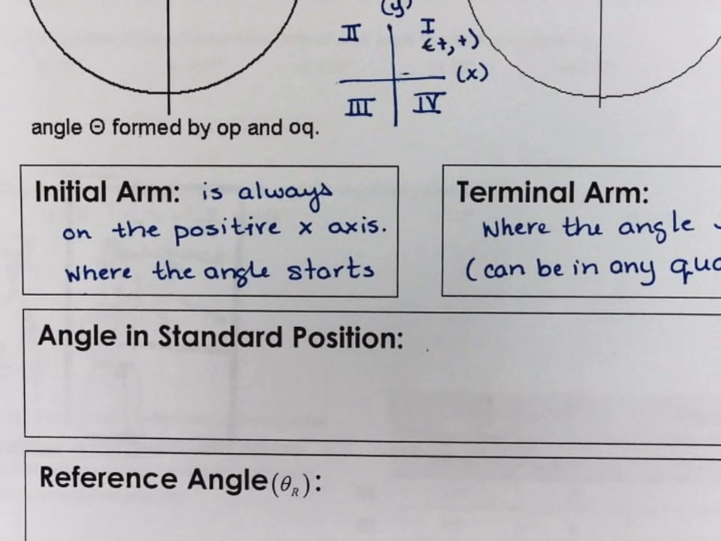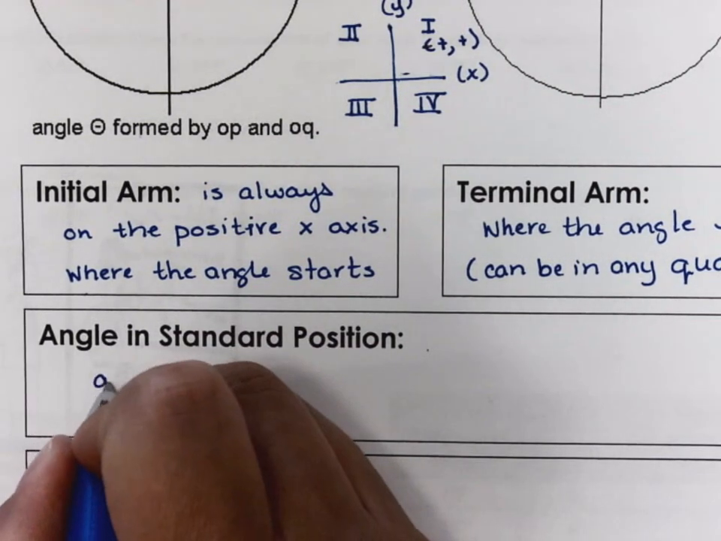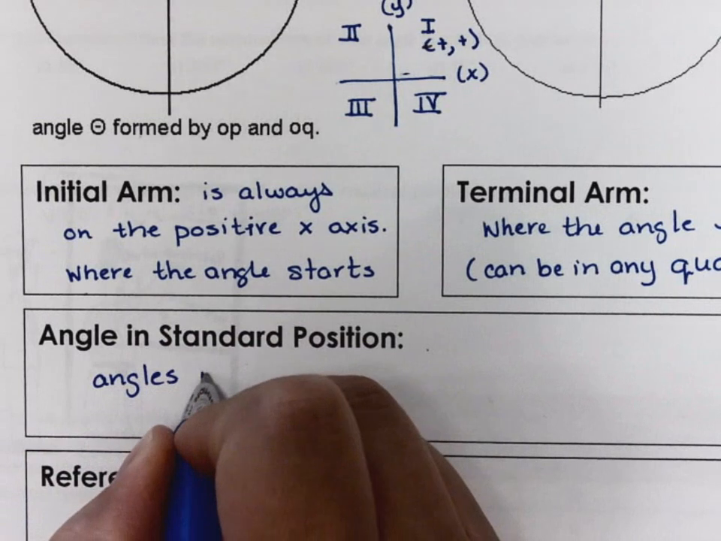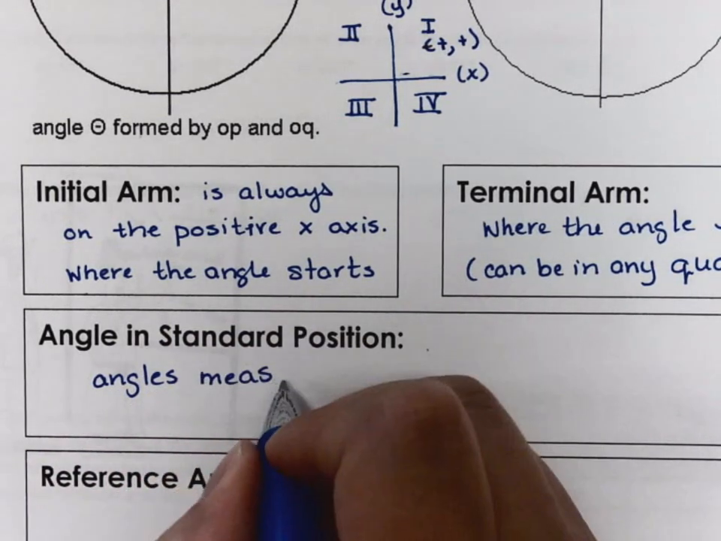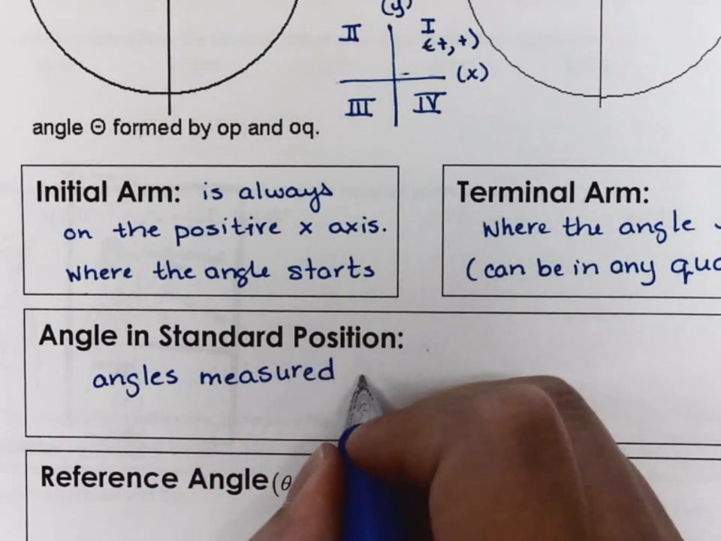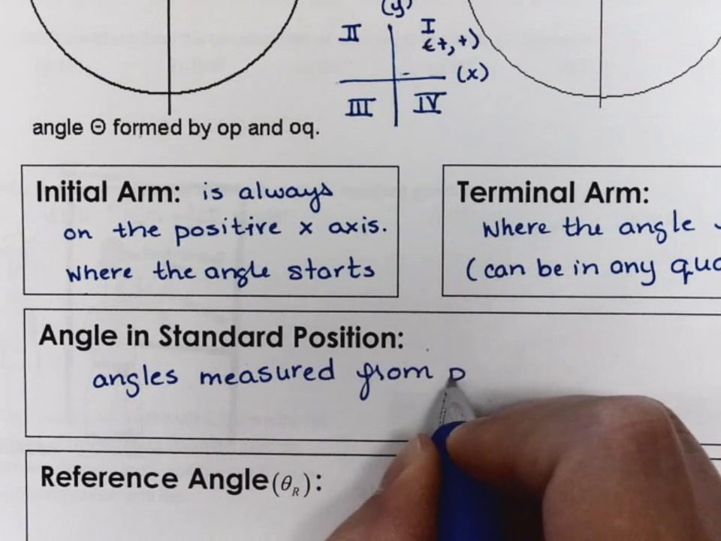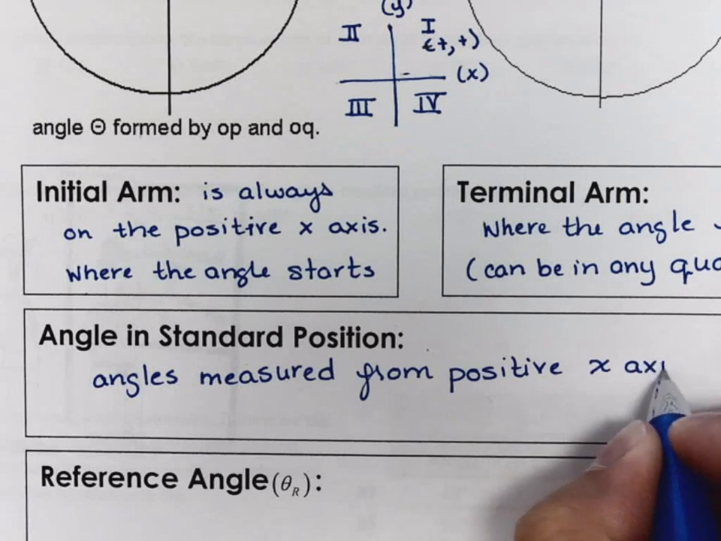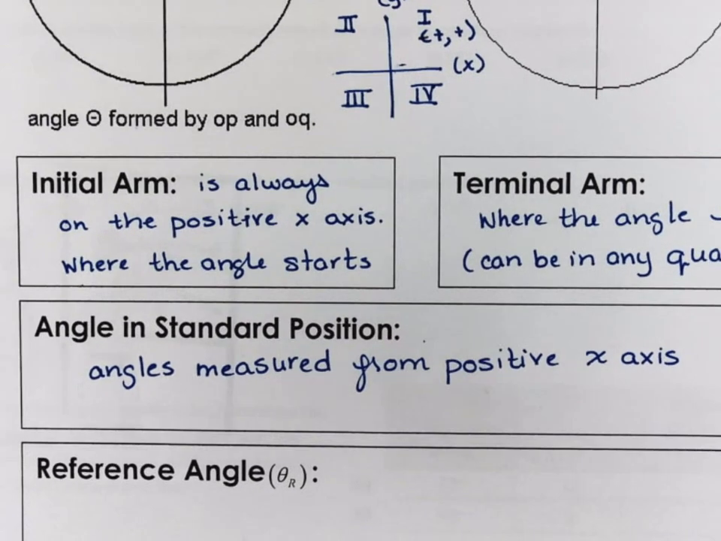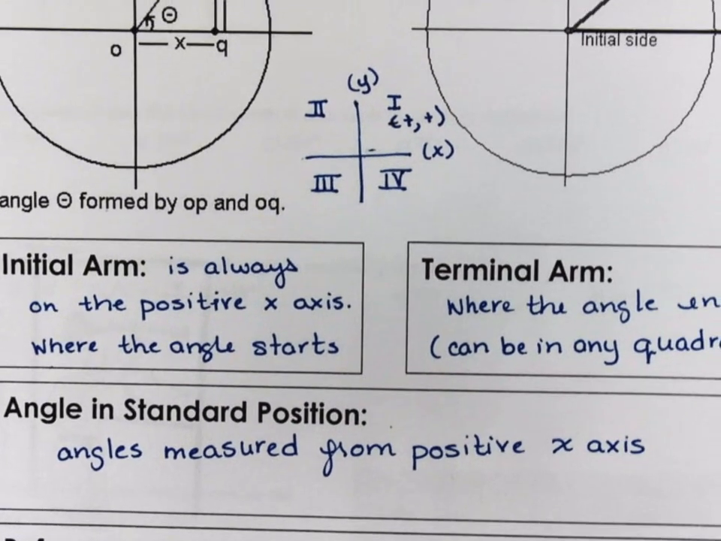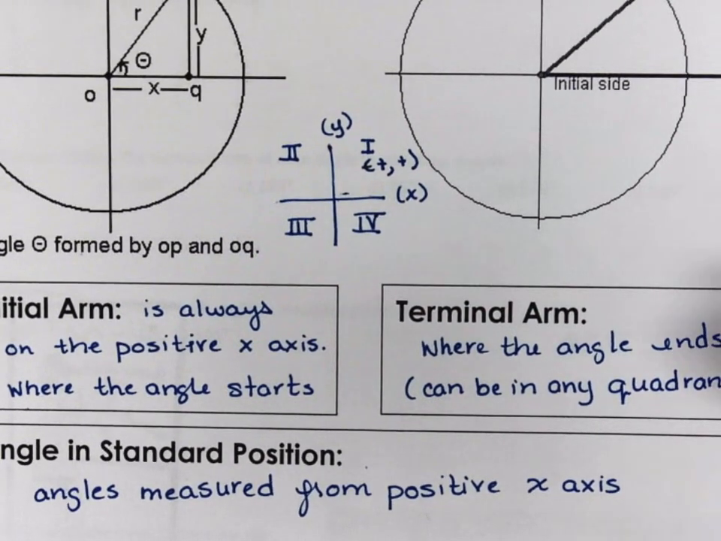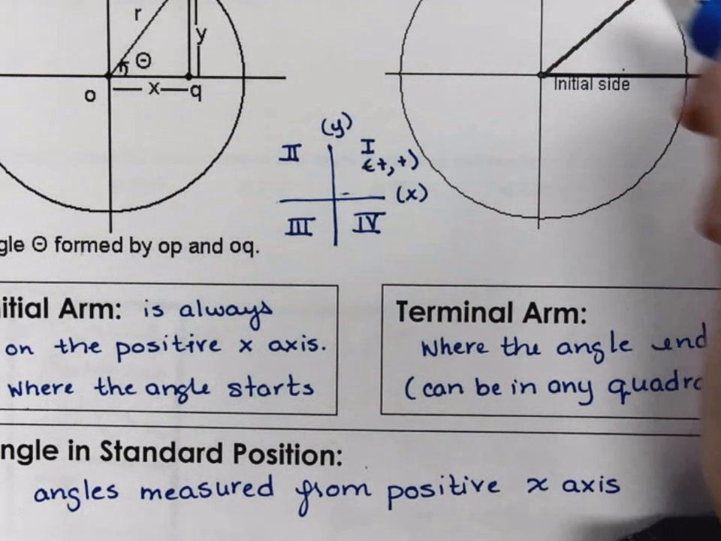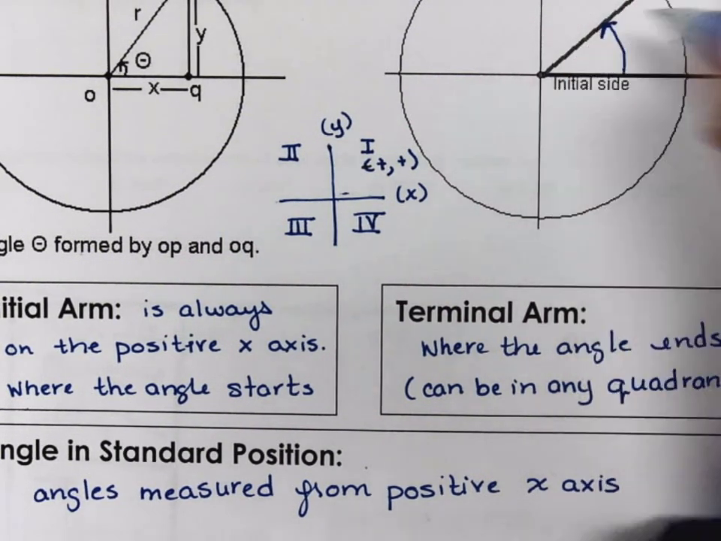Okay, so angles in standard position. This is what the whole lesson is about. Angles in standard position are angles measured from the positive x-axis. That's it. That's all. Easy peasy. We just know that our angle starts there, and we are going to start here, and we're going to measure to there. We're going to figure out what that angle is.